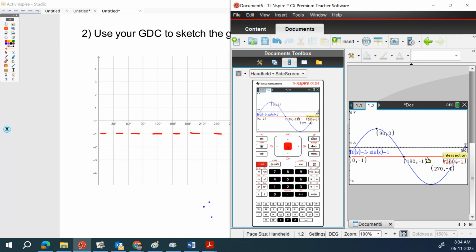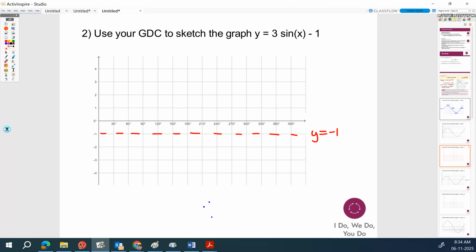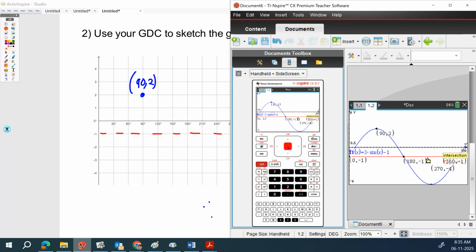So let's plot those points. It starts off at 0, -1, then it goes through 90, 2. So it's going to go through 90, 2. Label these points. These are the points with which the examiner will assess your accuracy. So label these key points.